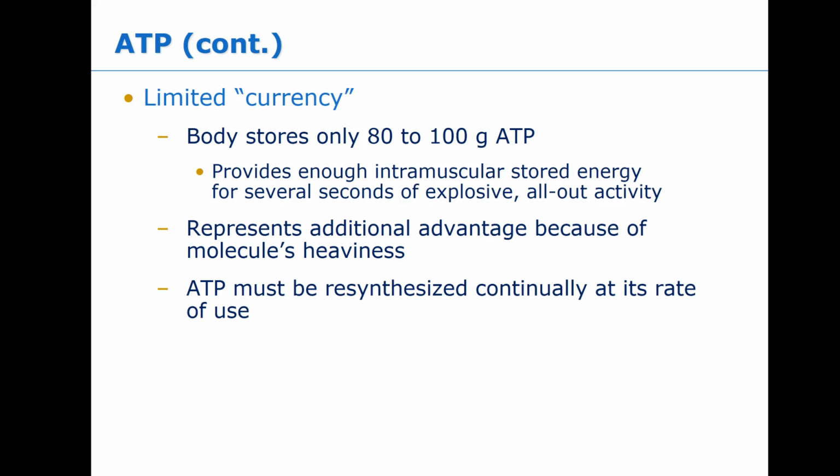So our body can only store a certain amount of ATP at a time, only about 80 to 100 grams of ATP, or about 3.5 ounces. This is an advantage because of the molecule's heaviness. Because it is so heavy in nature, and because we have a limited supply of it, our bodies have to resynthesize ATP continually to match its rate of use.